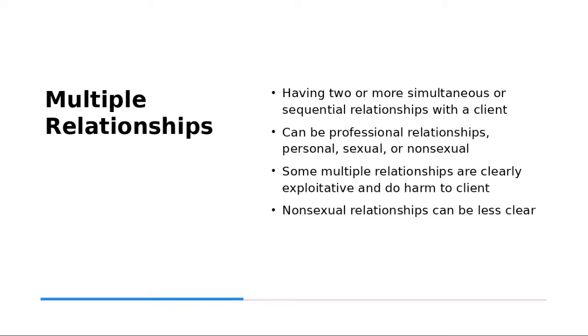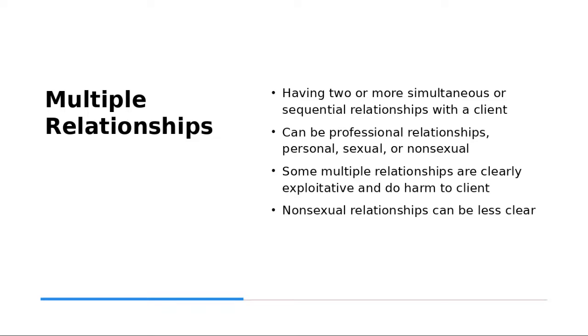So we're not just talking about having two or more relationships simultaneously, meaning that you're having these relationships while the person is your client. We're also referring to sequential relationships, which means that if at one point you were this person's therapist and then later they become your accountant, even though they're not your accountant while they're in therapy with you, that would still constitute a multiple relationship.